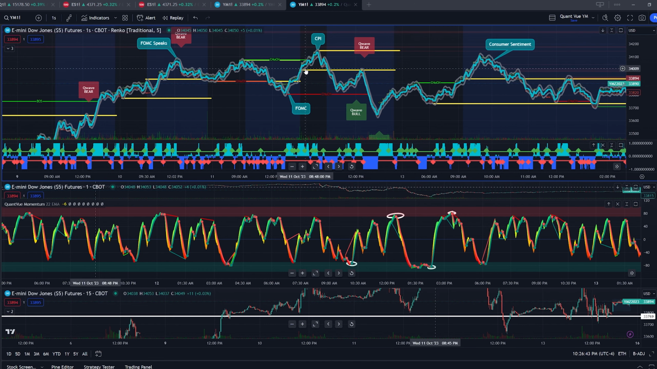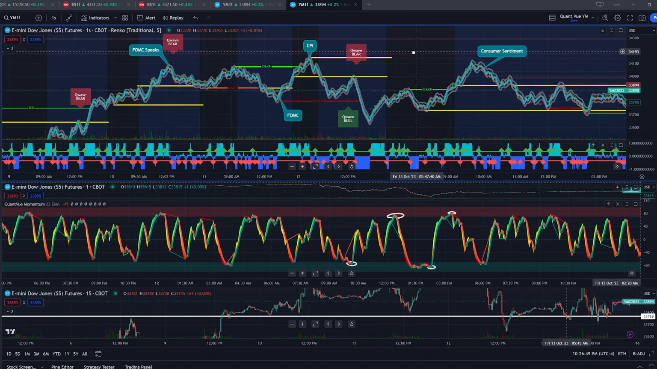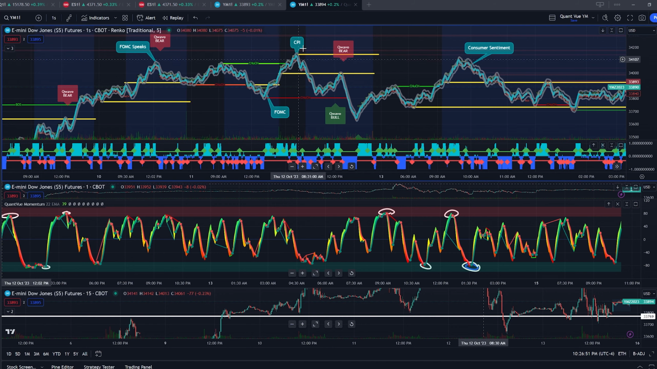I do not hold trades overnight, so holding this all the way up to this top line would not have been possible for me. You have CPI data that comes out overnight, and you get overnight high, overnight low. We're going right into the trading day. We break the overnight low.